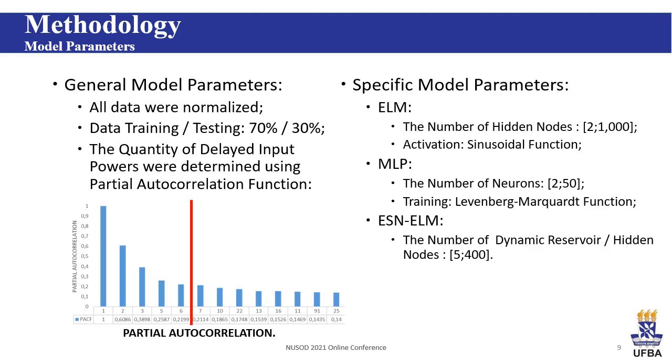And on the other side, we have the specific model parameters. In the case of ELM, we use the sinusoidal function to activate the weights and the number of hidden nodes varying from 2 to 1000. With the MLP model, we varied the number of neurons from 2 to 50 due to the high computational cost for training in relation to the others, and the level marked by the training function. In the ESN-LM hybrid model, we varied the size of the dynamic reservoir from 4 to 400 neurons.